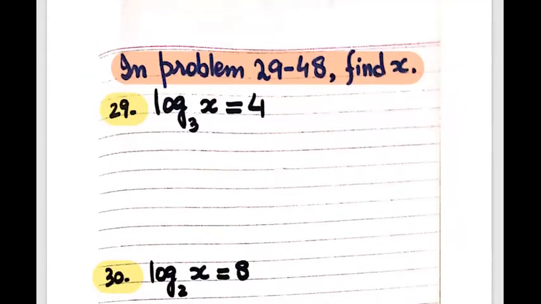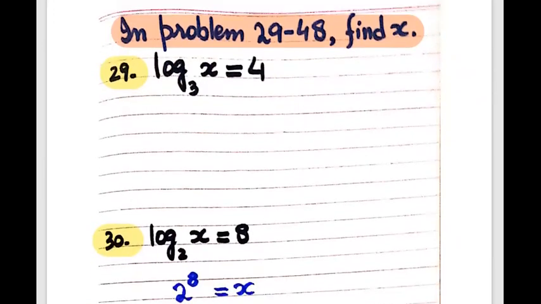Okay, now in problems 29 to 48, find x. Again, we have to evaluate the value of x. Whenever we are required to calculate the value of x, we will convert that equation into exponential form. So we will convert this equation into exponential form, where the base is the same, the solution becomes the power, and x is placed over here. And we know that 3 raised to power 4 is 81. So x is 81. And this value satisfies the given equation.